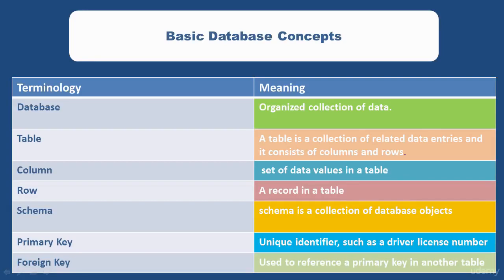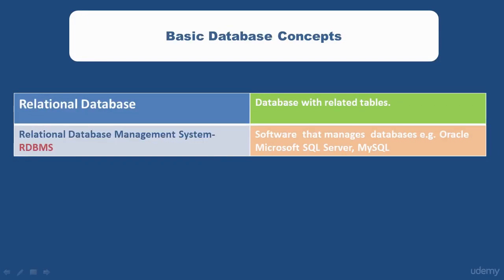A foreign key, on the other hand, is like a primary key, but not exactly. It is used to reference a primary key in another table. For example, if table 1 has a primary key and table 2 has a primary key too, you can have the primary key from table 2 acting as a foreign key in table 1, or vice versa. So a foreign key usually is used to reference a primary key in another table, but primary keys are unique per table. You can't have two primary keys in one table.